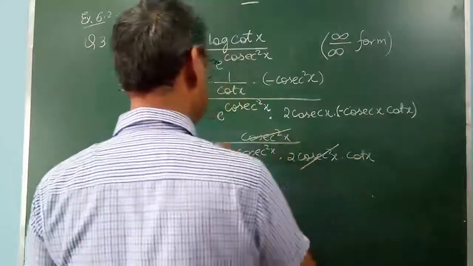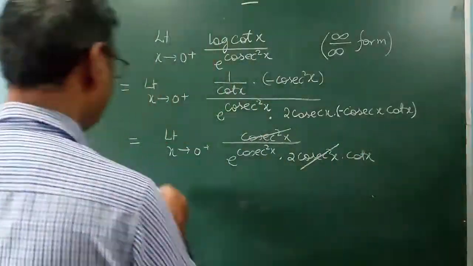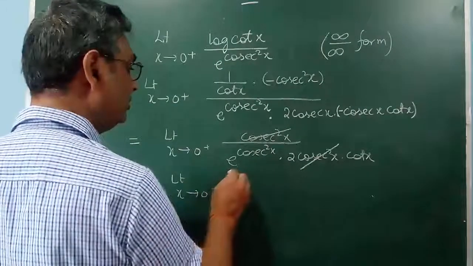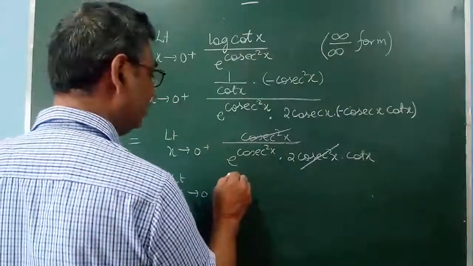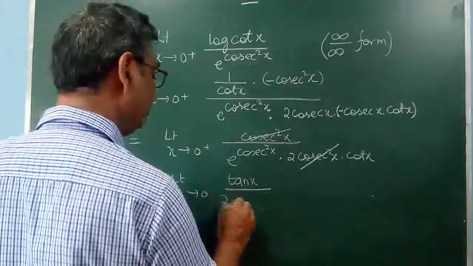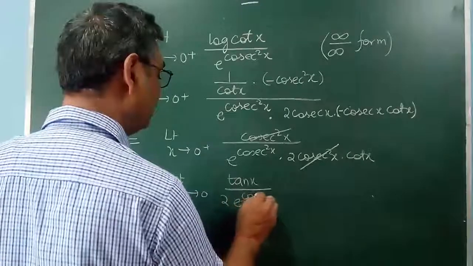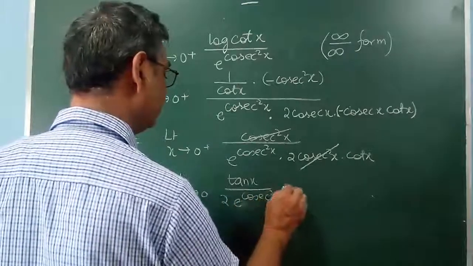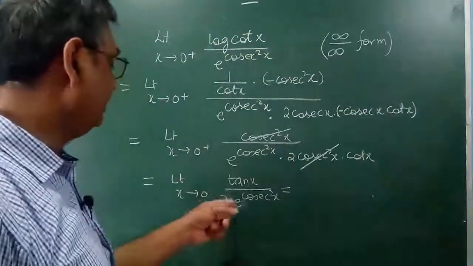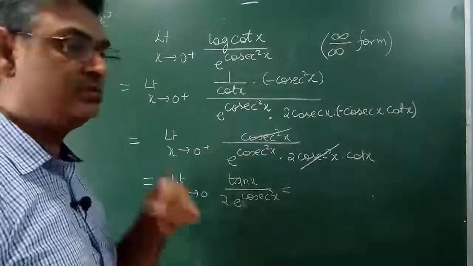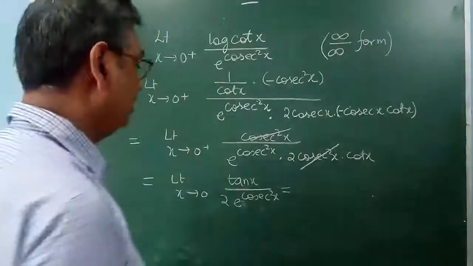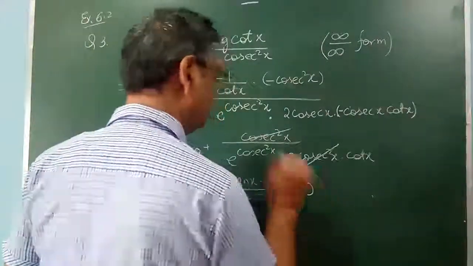This will be getting cancelled. So what have we got? Limit x tending to 0, and here tan x upon 2 e to power cosec square x. Tan 0 is 0 and e to power cosec square x is infinity. Anything by infinity is 0. So we get the answer here 0.